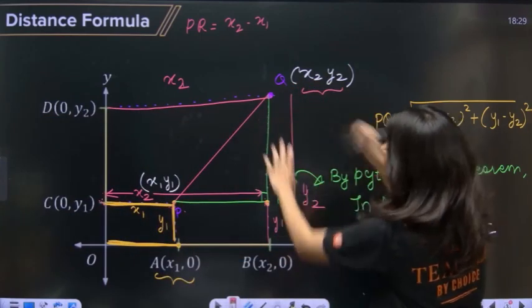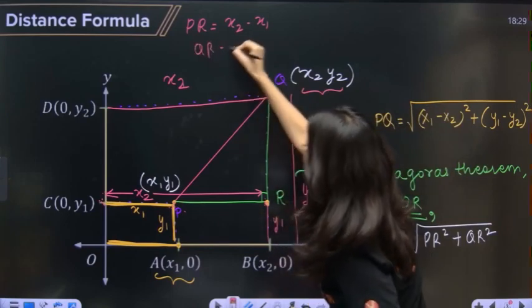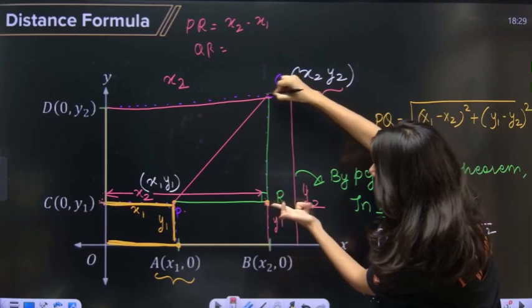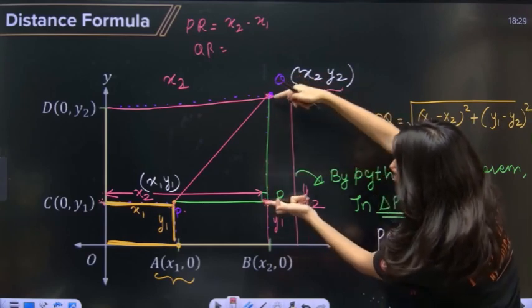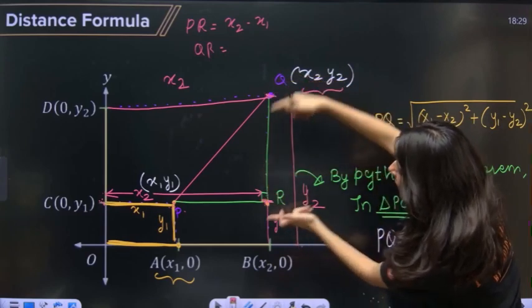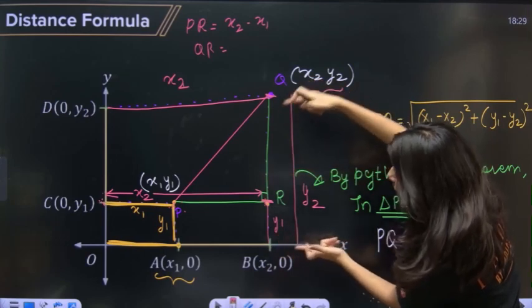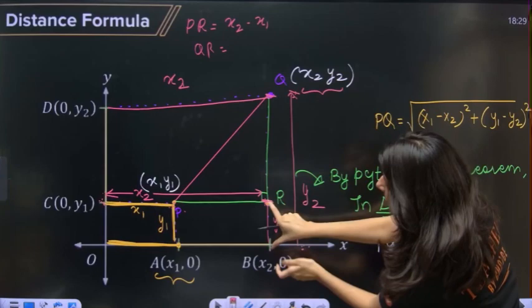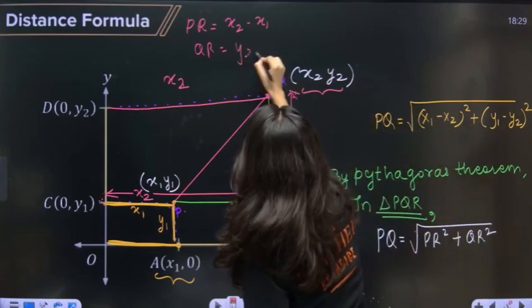So you want QR. Geometrically, can you see QR? You need this distance. So QR is going to be y2 minus y1, the whole distance y2 minus this portion. So y2 minus y1. Yes or no?